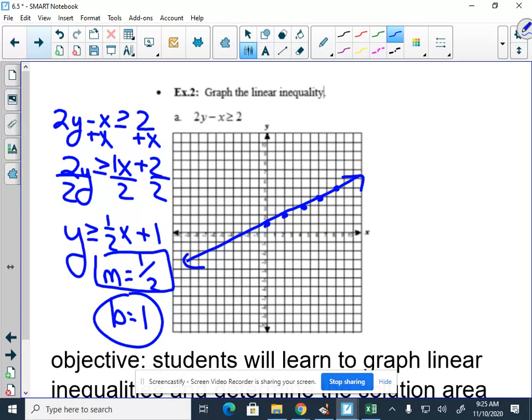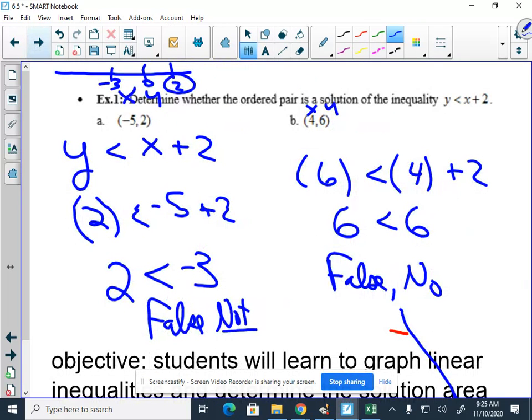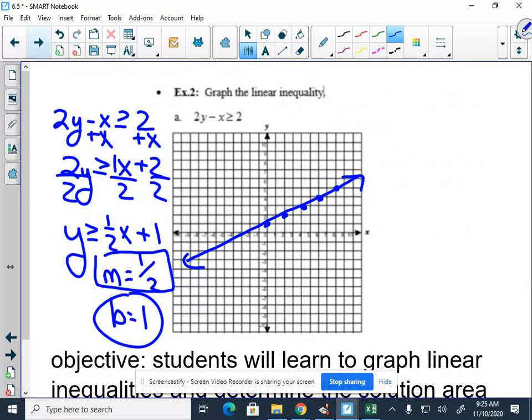Now, you have to determine, when you graph these, whether you will put a solid line or a dashed line. And how do I know? You put a solid line when you see one of these. It has to have the equal on it. The dashed line when you see one that doesn't have the equal on it. Okay? So this one has the equal sign on it.